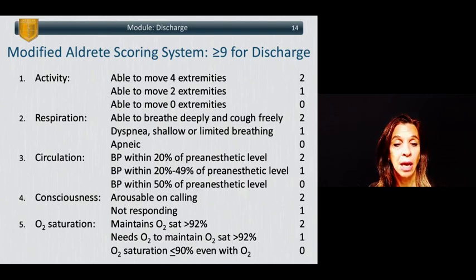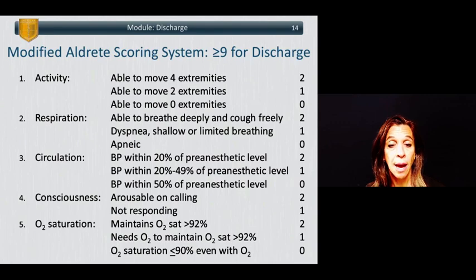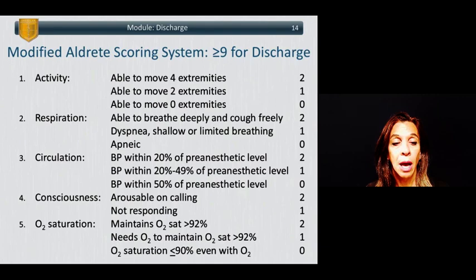So you can see that, if one is moving all 4 extremities, they get a 2. Moving only 2 extremities, you get a score of 1. If one can't move at all, it's a score of 0. This is also assuming that the patient came in being able to move all of these extremities. This has been considered a weakness of the Aldrete scoring system. Ventilatory status is assessed by the ability to breathe deeply and cough freely, which gets a full score of 2. If one is dyspneic or has shallow or limited breathing, one only gets a score of 1. If one is apneic, then you get no score.